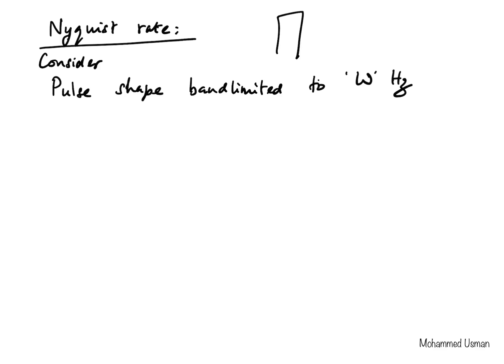So if the pulse that we have designed is band limited to W hertz, what Nyquist went on to investigate is what should be the maximum pulse rate, or how many pulses we can transmit per second without causing intersymbol interference. That means without causing one pulse and a neighboring pulse interfering with each other.